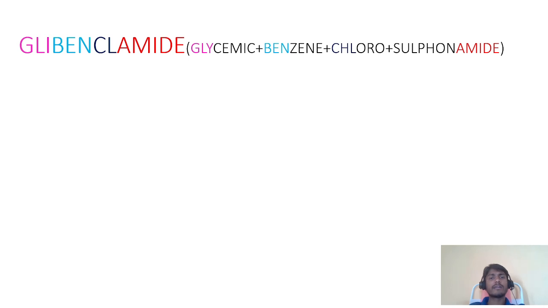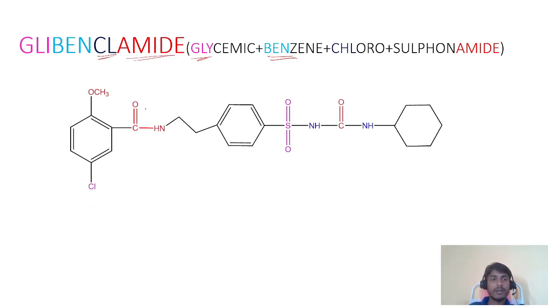Next, glibenclamide. Okay, Gly is nothing but glycemic, Ben is nothing but benzene, Cl is nothing but chlorine, sulfonamide. Okay, benzene group is there, followed by chlorine, followed by sulfonamide. So here an amide group is there. Here a sulfonamide group is there. So amide will get first priority here. So numbering started with the amide containing group.